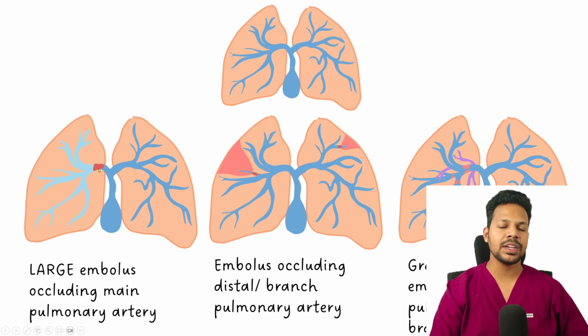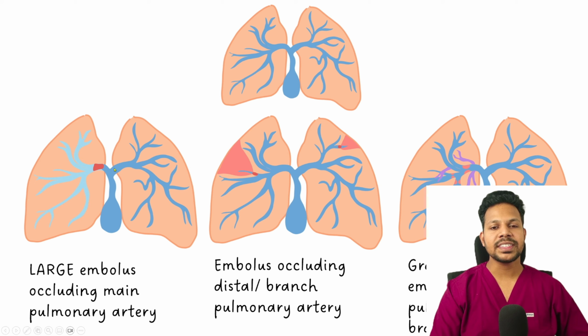So there is a large embolus blocking the right pulmonary artery, and the entire blood flow to the right lung is gone. Okay, so that will result in massive pulmonary embolism. I'll explain you the clinical features in the next subsequent slides. How will it present? Now let's look at the second image.